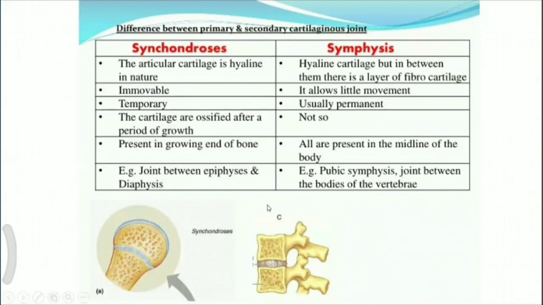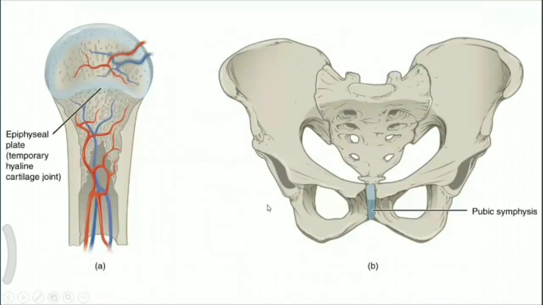So these are the differences. Let's proceed. So this is epiphysis and this is metaphysis. So the joint between epiphysis and metaphysis is primary cartilaginous joint. Primary cartilaginous joint, mind it. Clear? And the joint in between two pubis, symphysis pubis, is secondary cartilaginous joint.